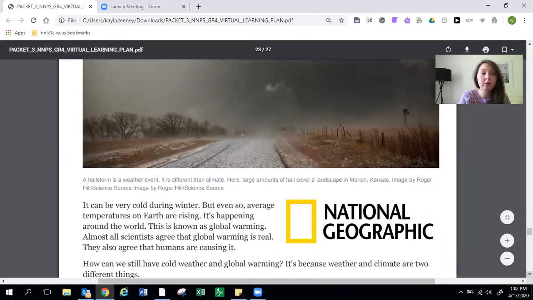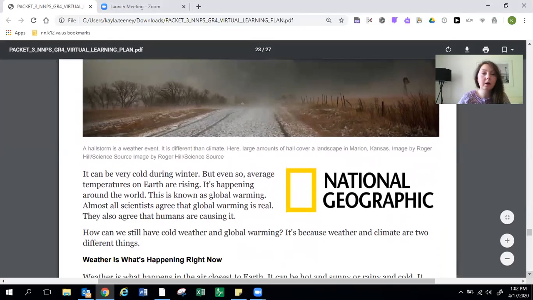It can be very cold during winter, but even so, average temperatures on Earth are rising. It's happening around the world. This is known as global warming. Almost all scientists agree that global warming is real. They also agree that humans are causing it. How can we still have cold weather and global warming? It's because weather and climate are two different things.